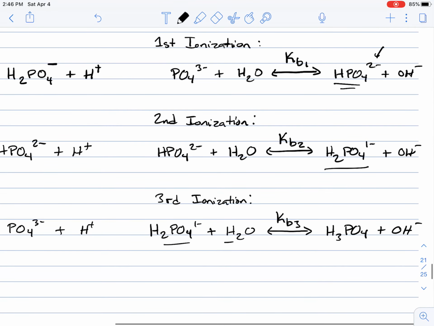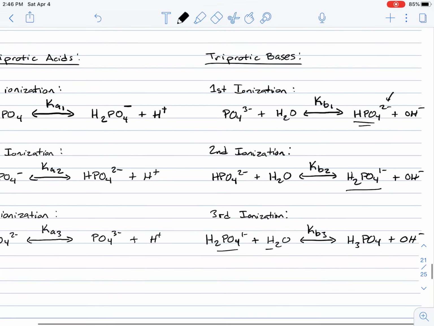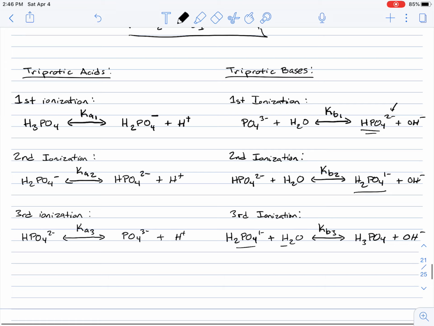All right. And so these 6 equations that I wrote down for the triprotic acid and triprotic base represent the stepwise ionization of them. And so what we're going to do is look at the relationships between the Ka values and the Kb values. I'm going to use pink this time.